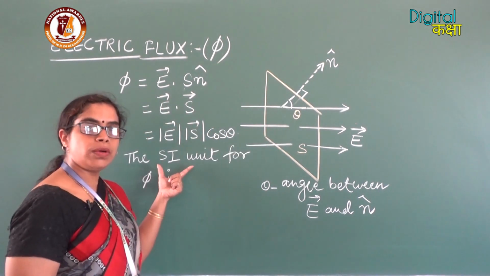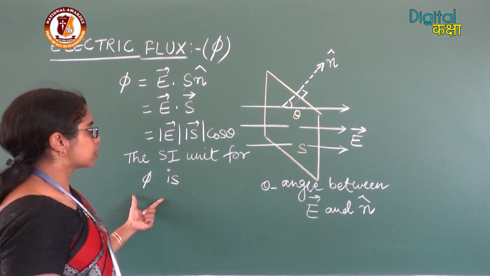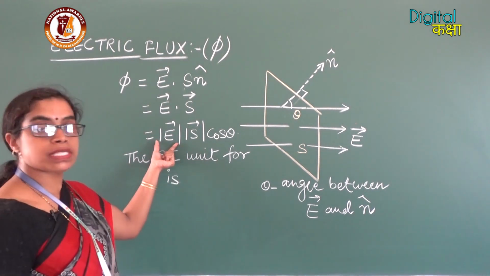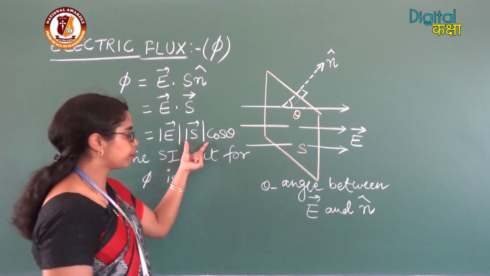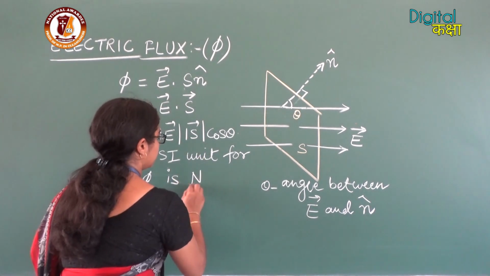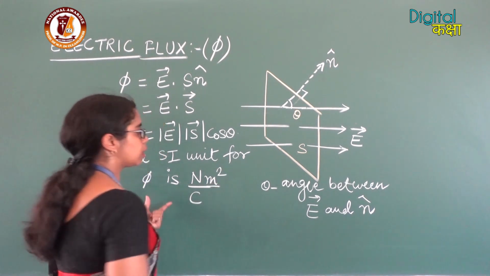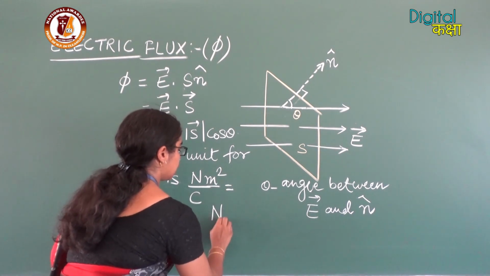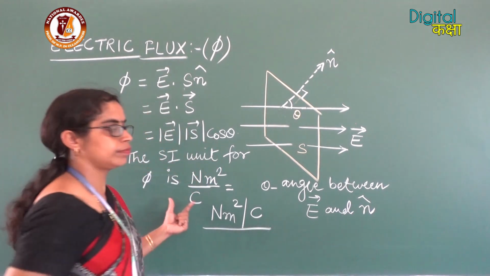Let us discuss the SI unit for the electric flux. It is equal to the multiplication of the SI unit of electric field and the SI unit of area, which we know is Newton per coulomb multiplied by meter square, and can also be written as Newton meter square per coulomb.